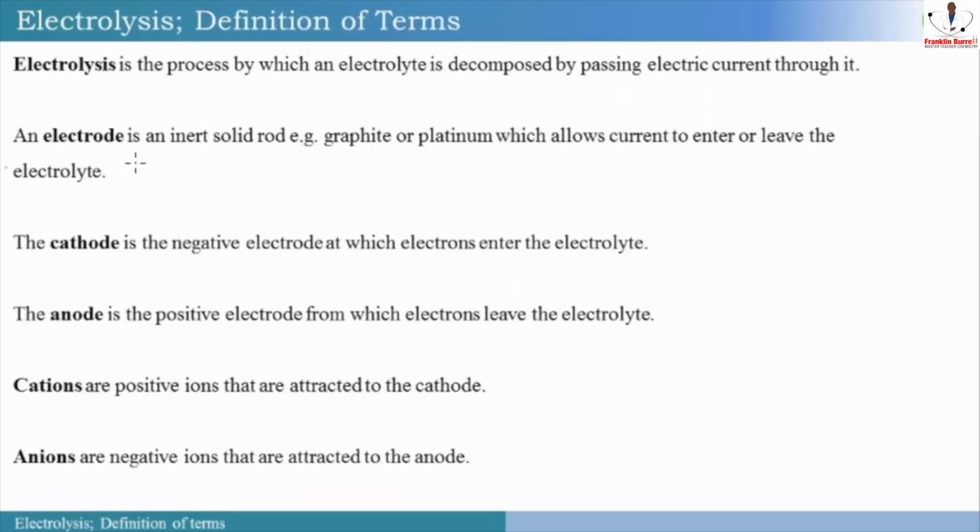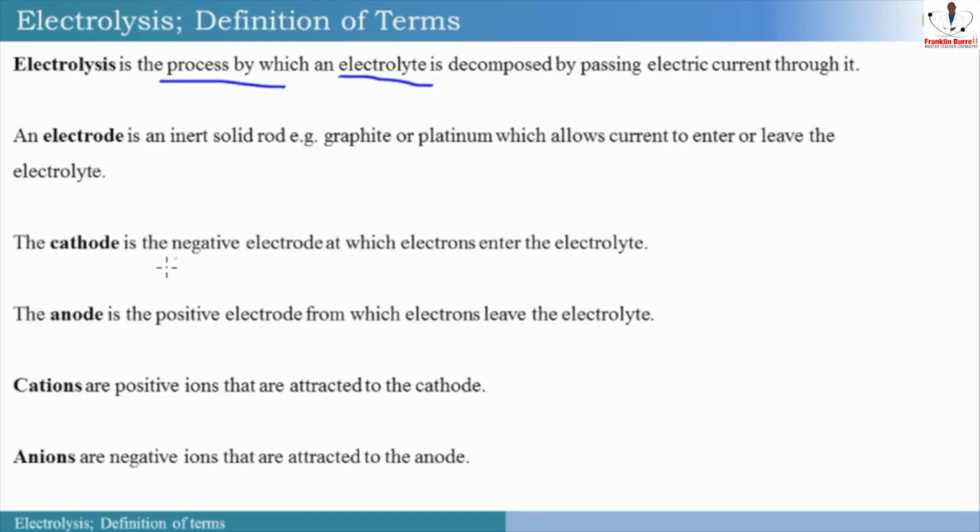So here are our terms. Electrolysis is a process by which an electrolyte is decomposed by passing electric current through it. Again, the electrolyte now is the substance that is decomposed on the passage of the electric current. The electrodes are your inert rods, and examples of your inert rods are graphite or platinum. And again, we say that these are inert electrodes.